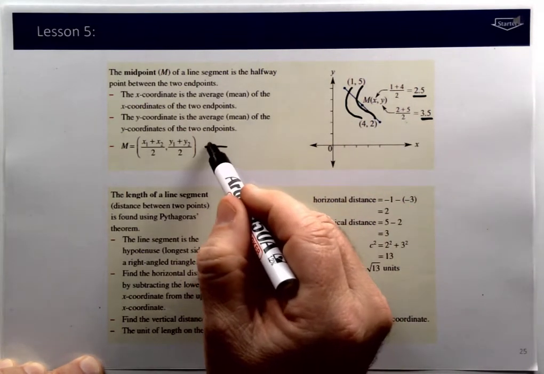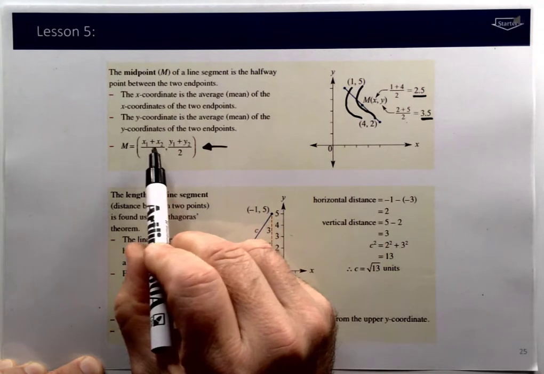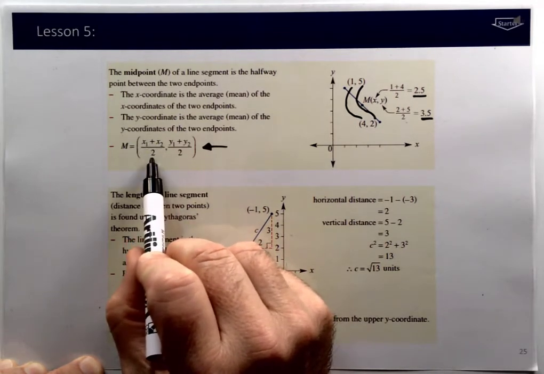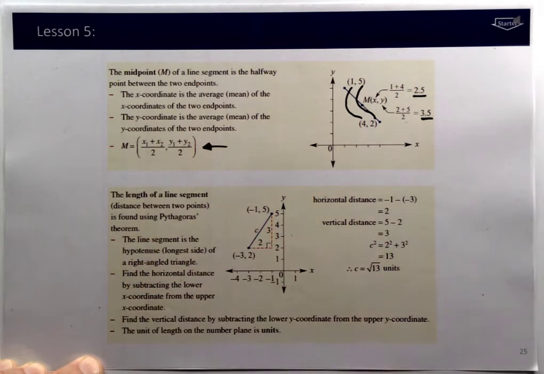There is a more formal formula, but again it's the same thing. You're just adding together the x values of the endpoints and halving the answer. Same thing with the y values there.